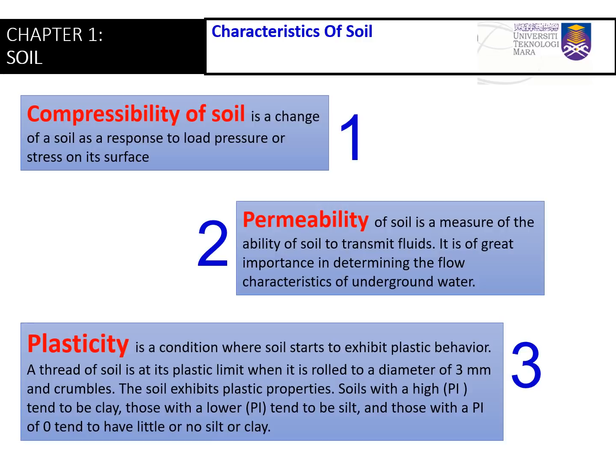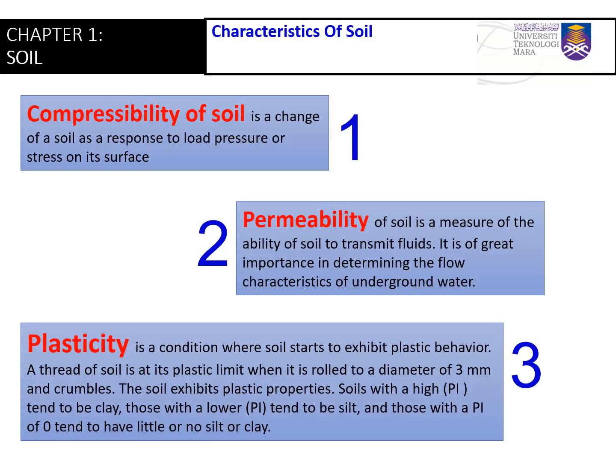Plasticity is the condition where the soil starts to exhibit plastic behavior. A thread of soil at its plastic limit when it is rolled to a diameter of 3 mm and crumbles. So for this we have tests like I think it's Atterberg limit test and Proctor test. The soil exhibits plastic properties. Soils with high plasticity tend to be clay. Those with lower plasticities tend to be silt, and those with plasticity of zero tend to have little or no silt or clay.